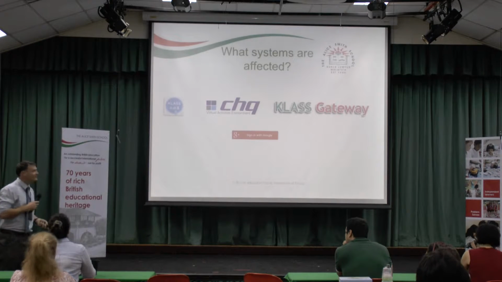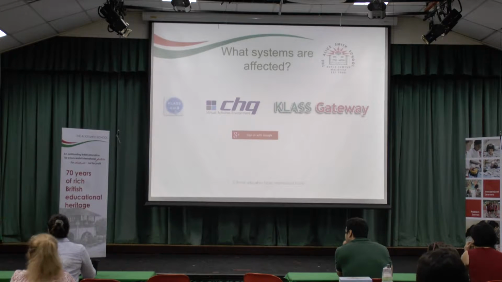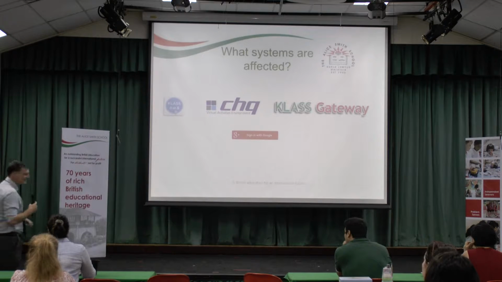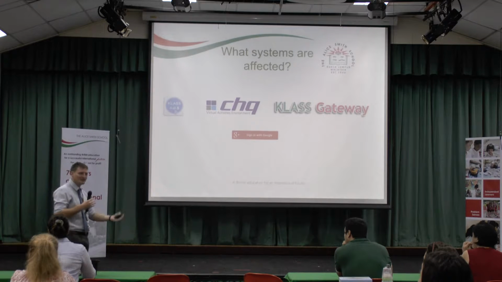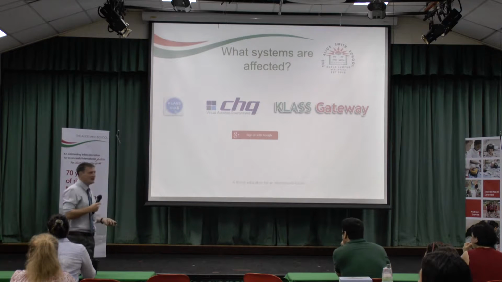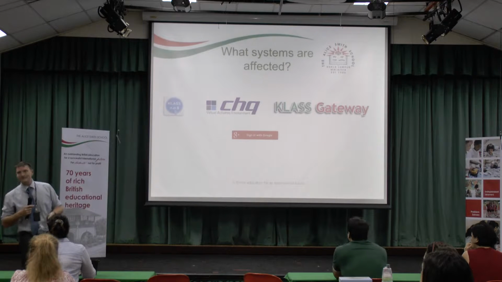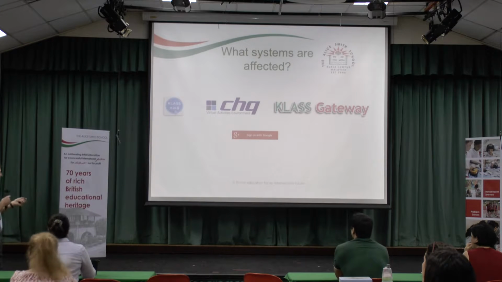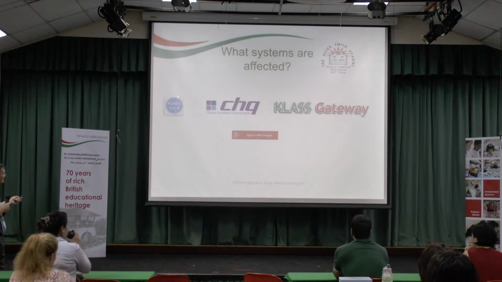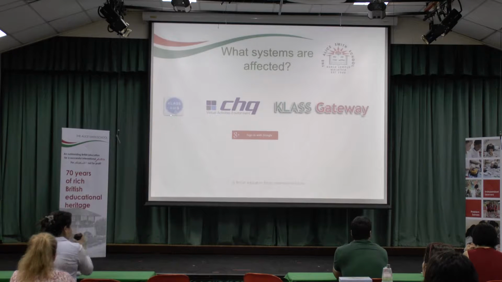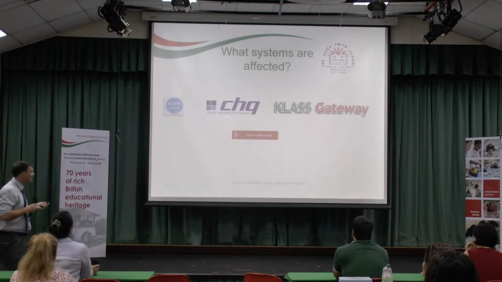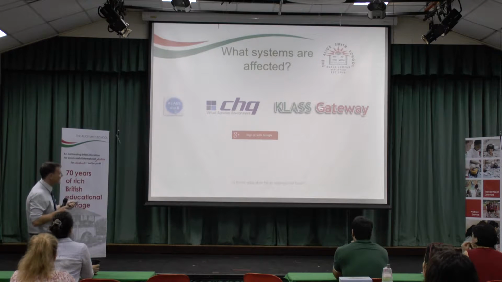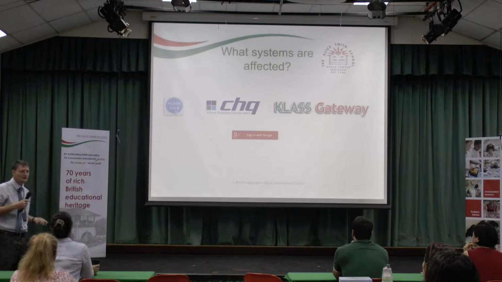So, what does this actually impact? Well, at the moment, you've got to appreciate that this isn't an immediate process. This is something that we have to do slowly and surely, and it probably isn't something that we will have managed to achieve by the end of this year. But at the moment, the systems that are affected are Class Ops. Class Ops is our payment system, if you're not familiar with that. CHQ, which is the activity system, and then Class Gateway as well, which again I'll show you a little bit.